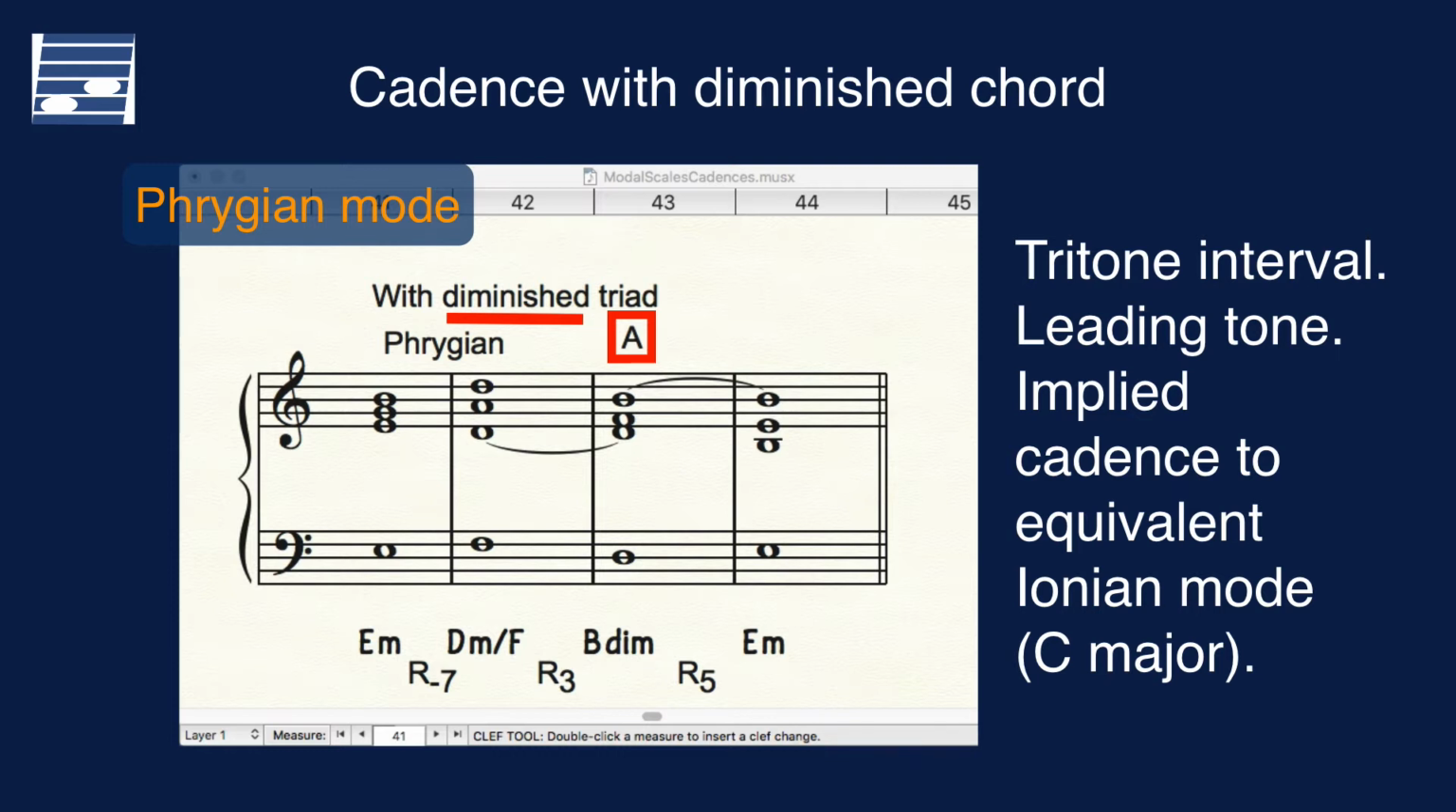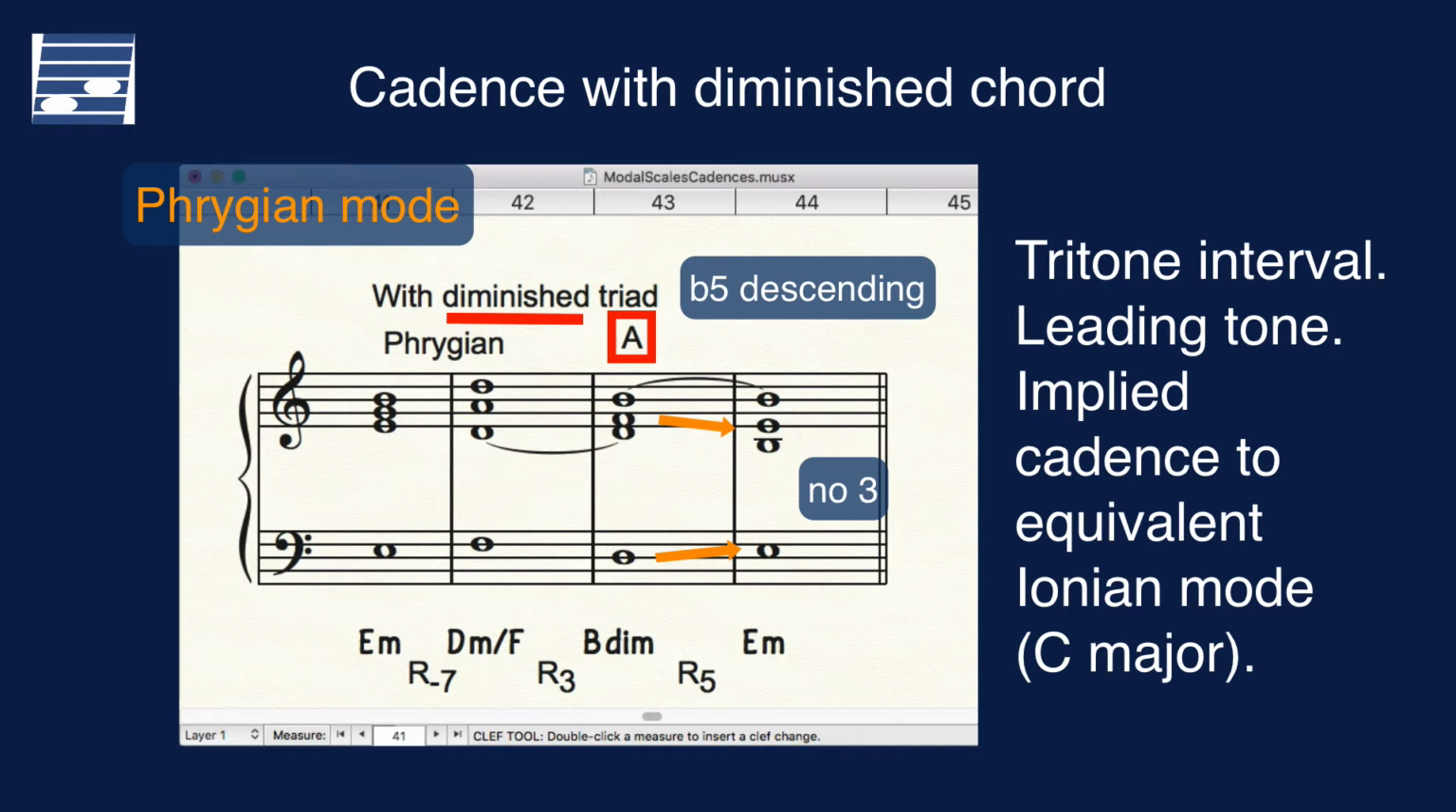The triad on the 5th degree is B diminished. The chordal function 5, the F natural, creates a tritone interval that will resolve by stepwise descending into the pitch E. Note that the closing E minor chord is incomplete, with the 3 omitted.